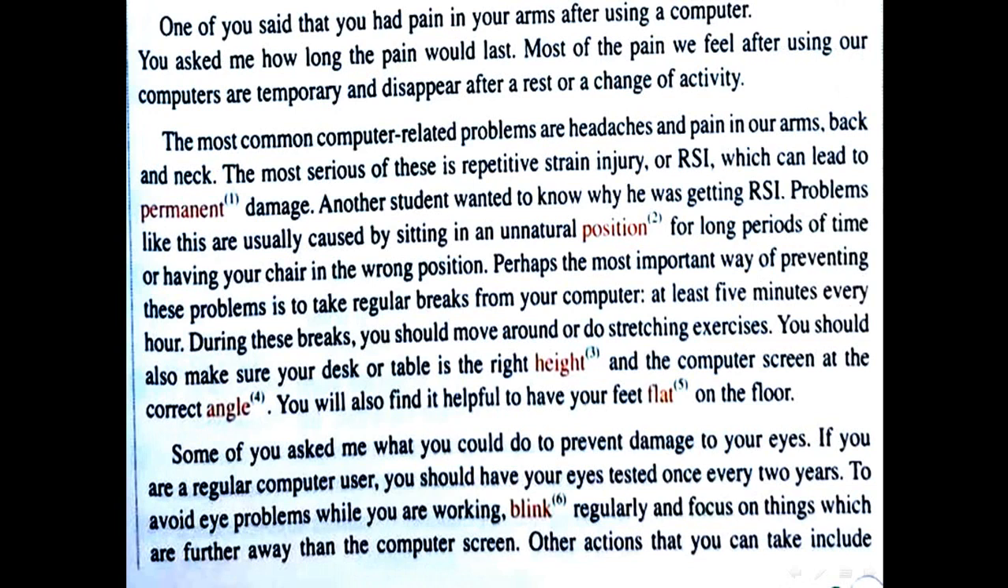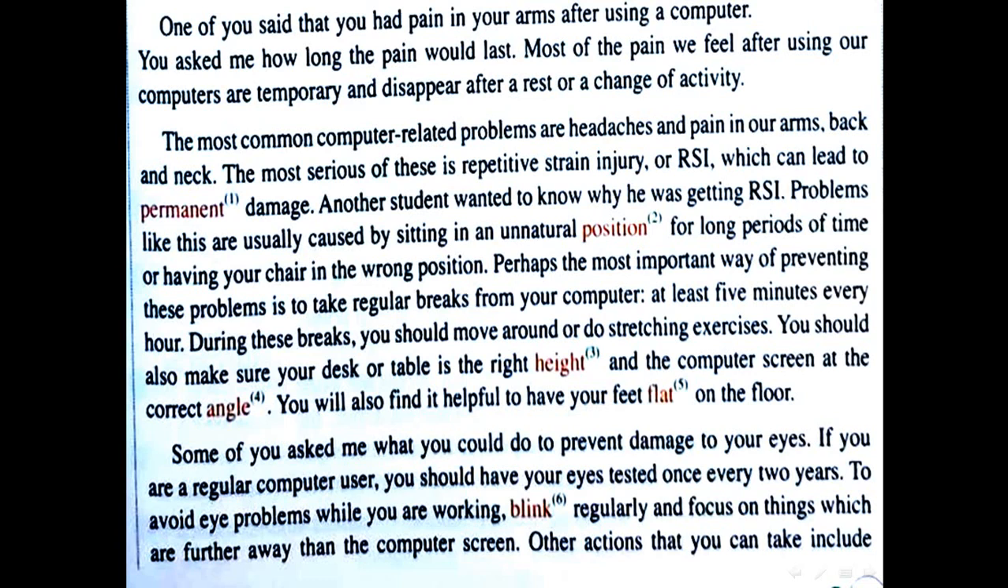One of you said that you had pain in your arms after using a computer. You asked me how long the pain would last. Most of the pain we feel after using our computers is temporary and disappears after a rest or a change of activity. The most common computer-related problems are headaches and pain in our arms, back, and neck. The most serious of these is repetitive strain injury, or RSI, which can lead to permanent damage. Another student wanted to know why he was getting RSI. Problems like this are usually caused by sitting in an unusual position for a long period of time, or having your chair in the wrong position.